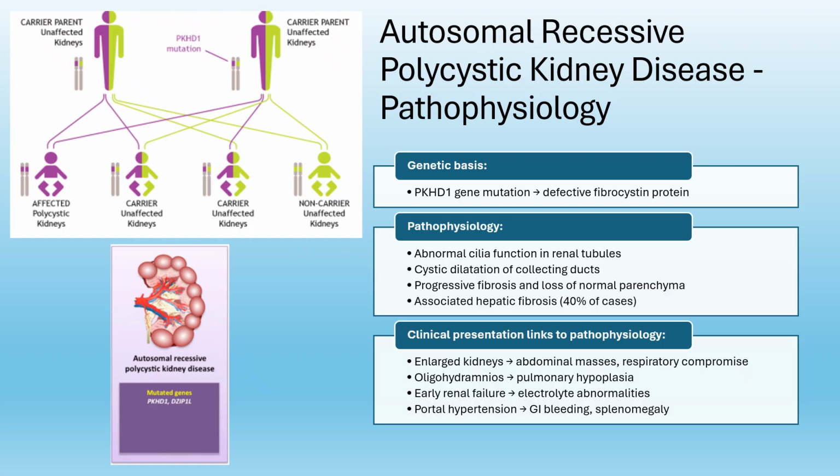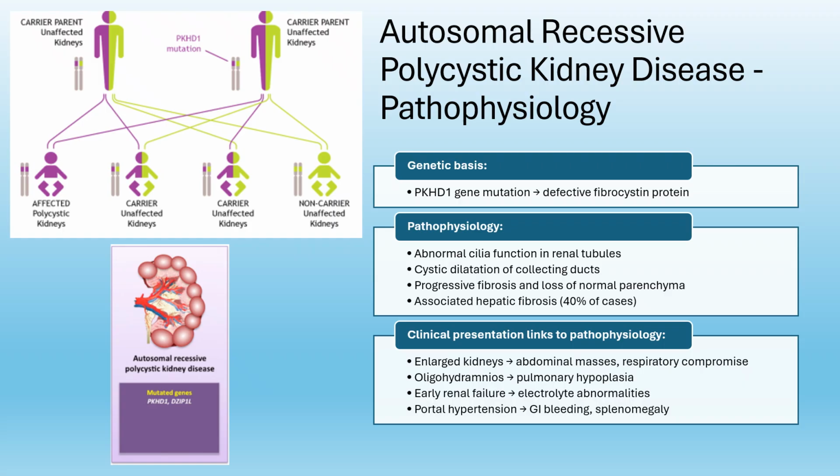Progressive fibrosis accompanies cyst formation as normal renal parenchyma is replaced by fibrous tissue and cystic structures. This fibrotic process reduces functional nephron mass and impairs overall kidney function. Hepatic involvement occurs in 40% of cases through the same fibrocystin defect affecting bile duct development. Portal fibrosis develops, leading to portal hypertension with its associated complications.